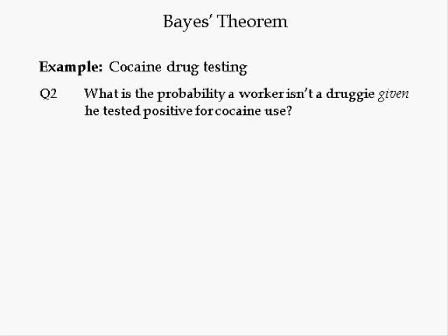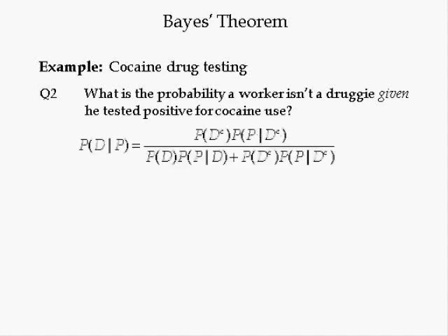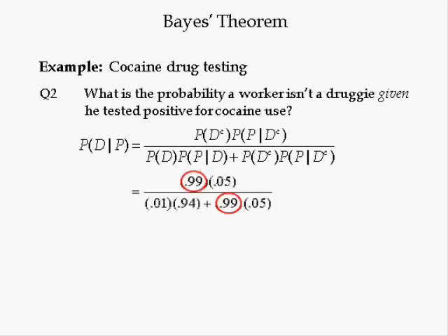Question: what is the probability a worker is not a druggie given he tested positive for cocaine use? This should be really low because the drug lab's test is 95% accurate. To compute the probability, we must use Bayes' theorem. The probability a worker is not a druggie is 0.99. The probability of a worker at our company testing positive for drug use, given he is not a druggie, is 0.05.